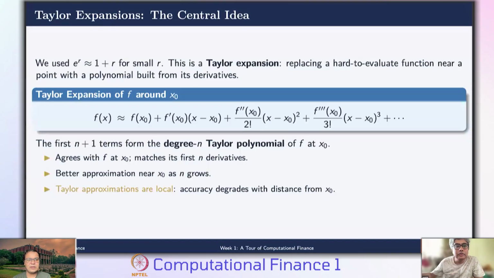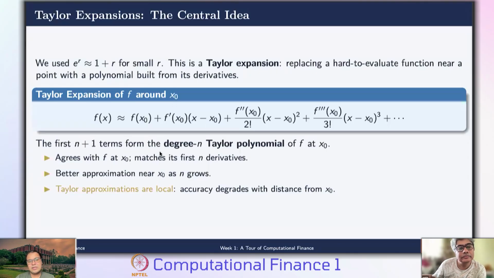This should hopefully bring back memories. So several things to note from here. For example, if you put in the value x equal to x naught, the left hand side obviously is f of x naught, but on the right hand side, the x minus x naught terms all disappear. So the only term that is left remaining is f of x naught. That's why we are saying that this agrees with f at x naught, and it also matches its n derivatives. The information that is there in the n derivatives is there in the nth degree Taylor polynomial, right?